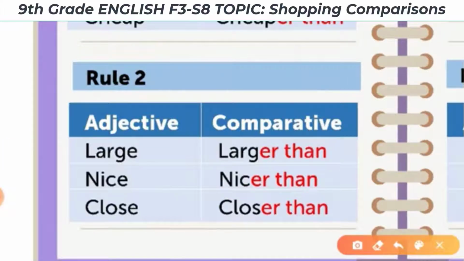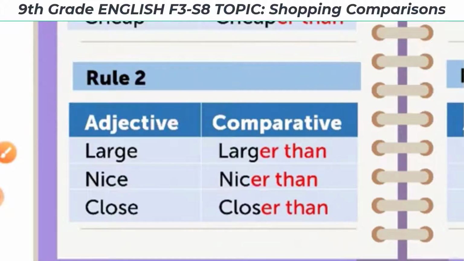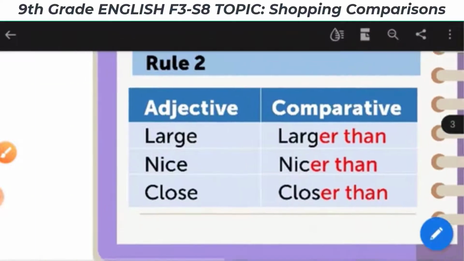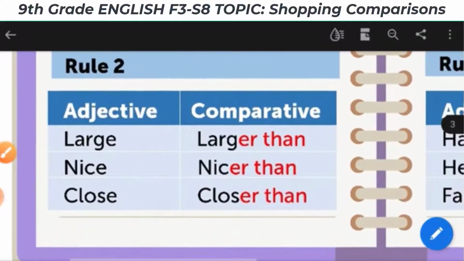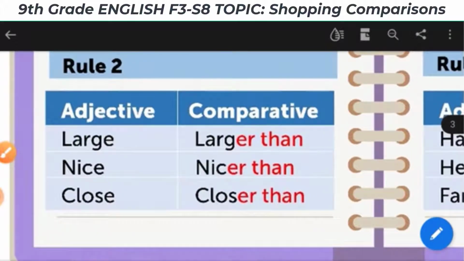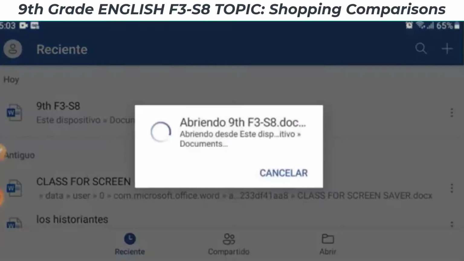Now, Sonsonate, for example, Sonsonate is closer than San Miguel. Es más cercano que San Miguel. Sonsonate is closer than San Miguel. Está más cerca. Closer, más cerca, than que. So, let's see some examples right now, okay? Los ejemplos que dijimos.